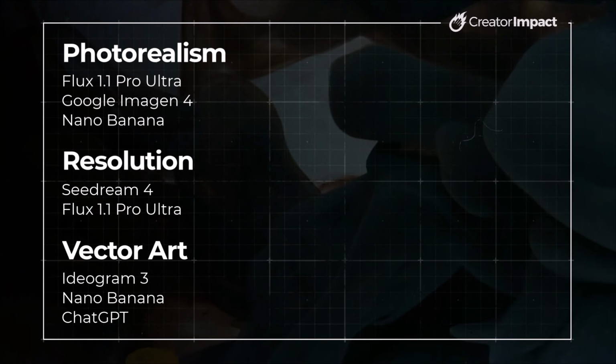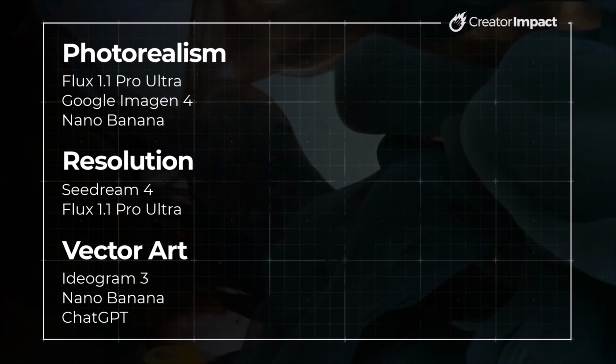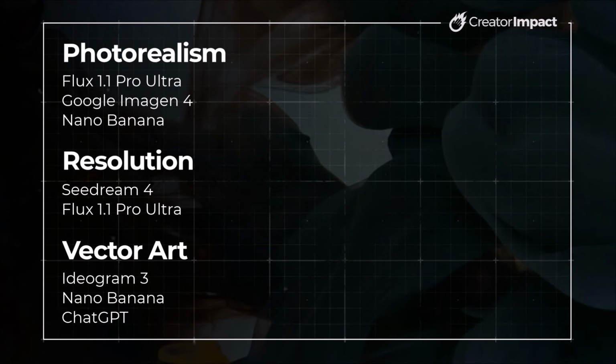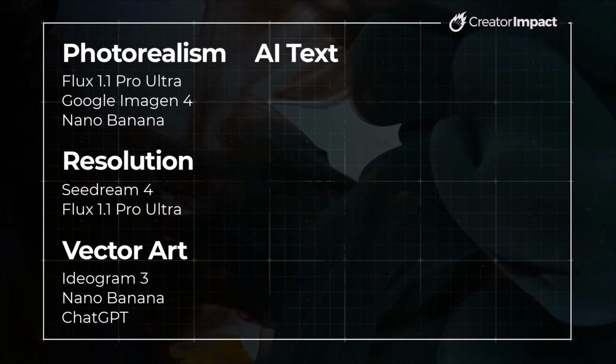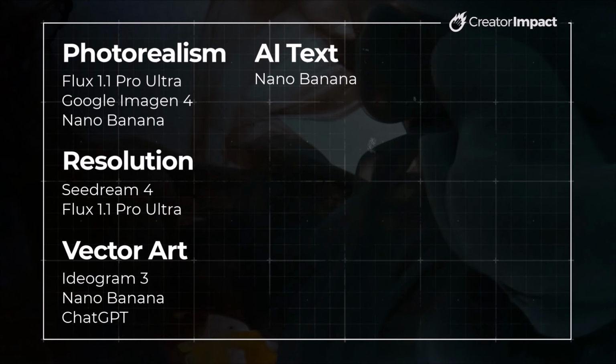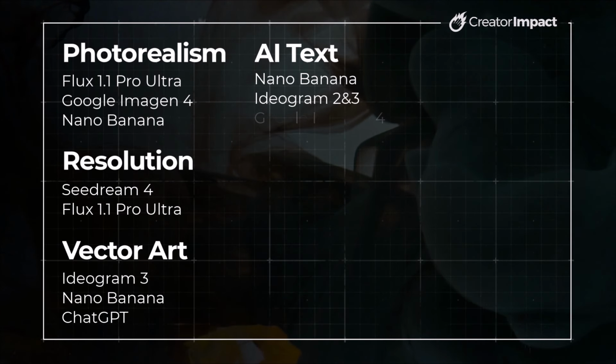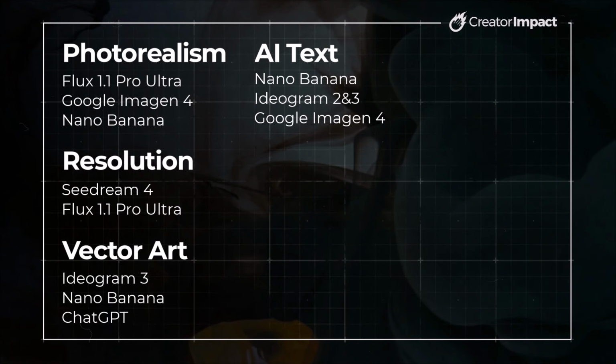But if you want to create vector logos or graphics, then Ideogram 3, Nano Banana, and ChatGPT seem to be the best for producing that style of graphic, and then of course you can vectorize them using Kittl's vectorizer. But if you need to include text, then you're looking at Nano Banana, the Ideogram models, and Google Imagen 4 for the best text based off our tests.